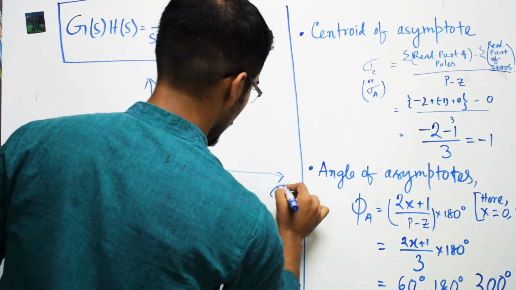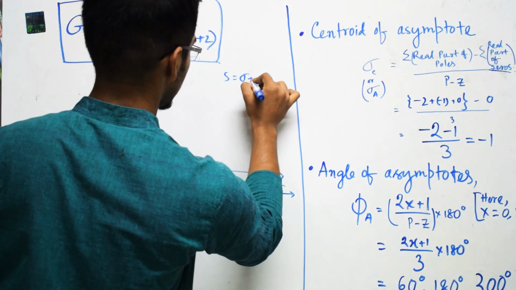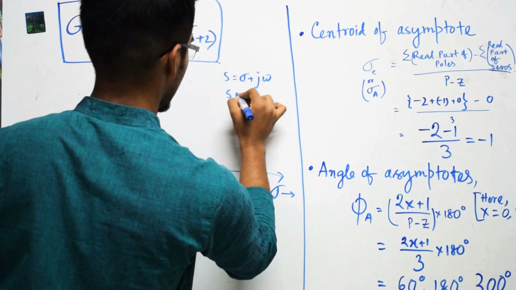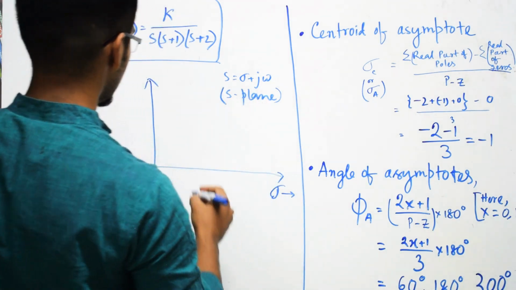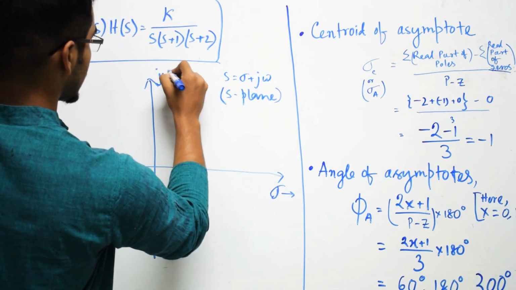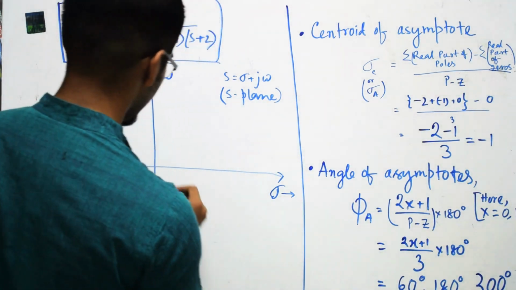On the real axis we plot sigma, because s is equal to sigma plus j omega. That is because of the S plane. So on the imaginary axis that is j omega, and on the x axis the real part that is sigma.